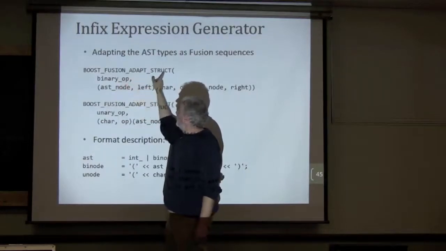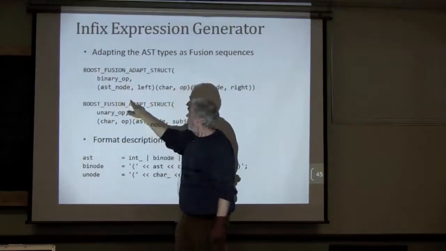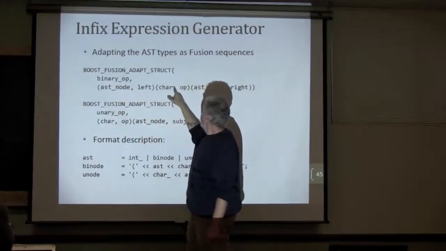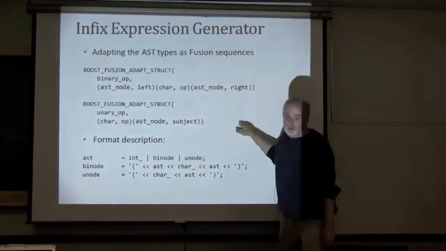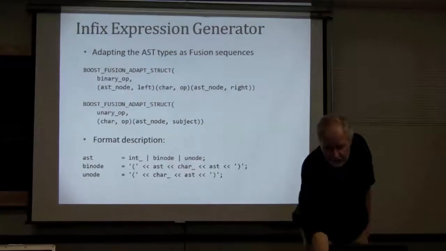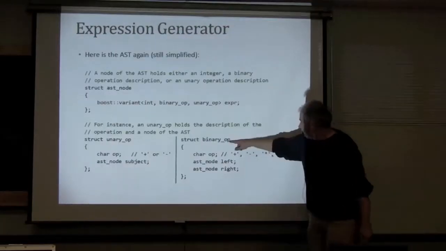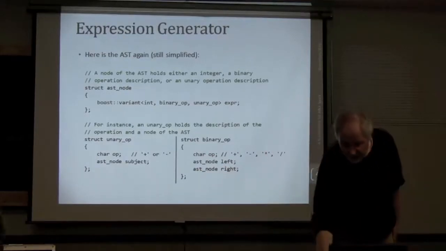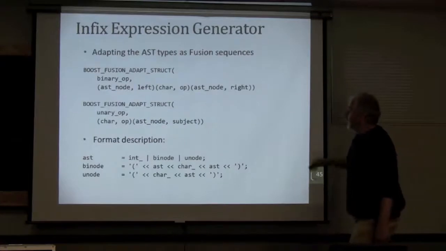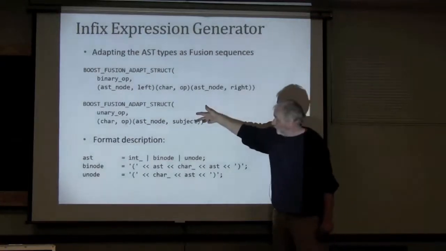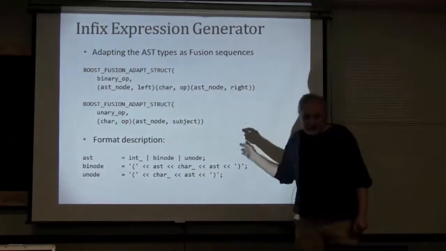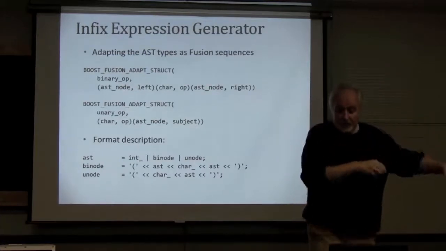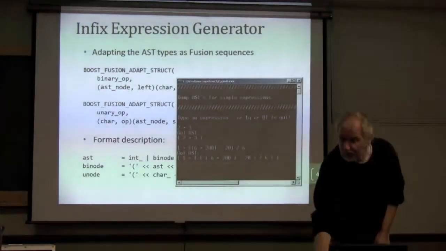So there's a fusion macro, this structure. I want to interpret it as a fusion sequence of an AST node left, a character op, and an AST node right. If you look at the corresponding code again, that's a binary op, char op, AST node left, AST node right. So it's exactly the structure I defined there, and that makes a fusion sequence out of that. I'm doing the same thing here. And once I did that, I can use the binary op and the unary op as fusion sequences in my output operation.